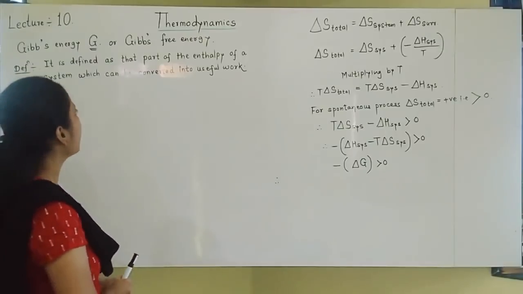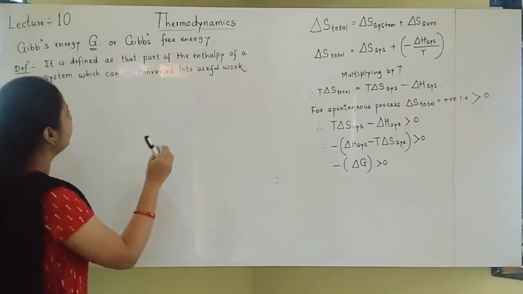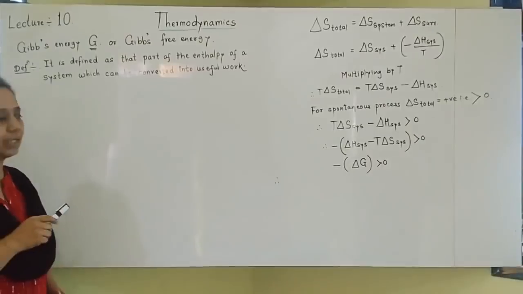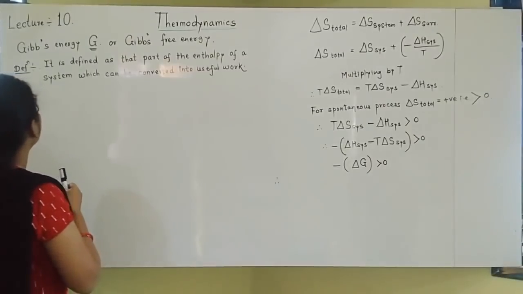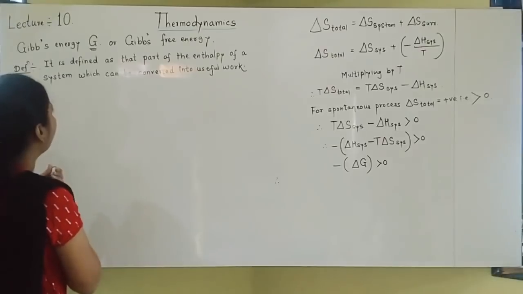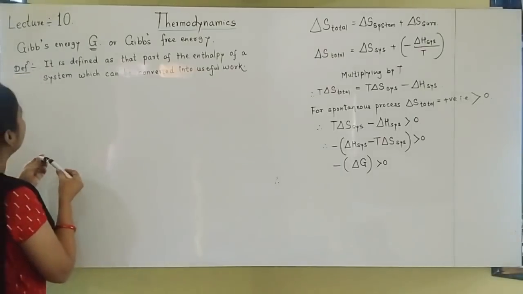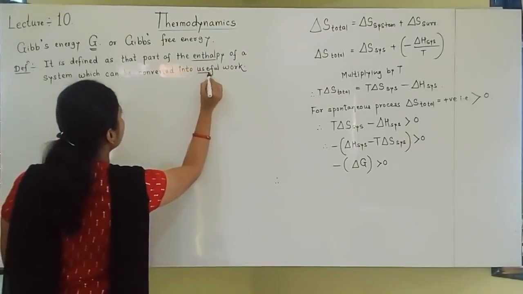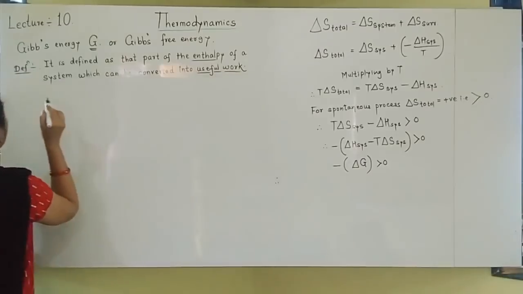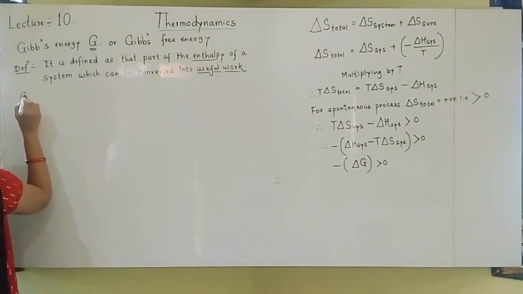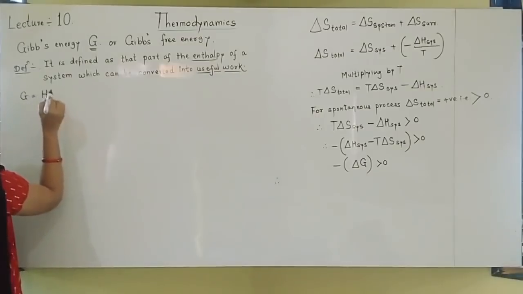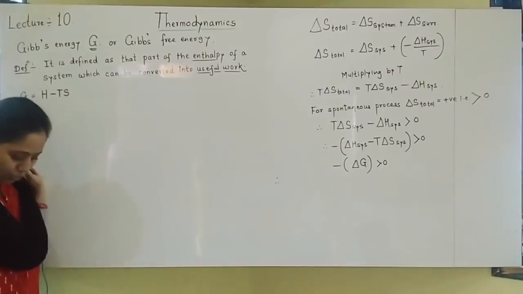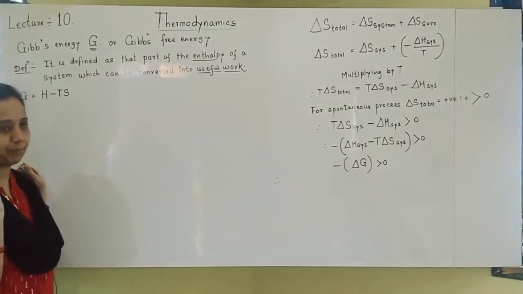So this part of enthalpy is available for performing useful work. Now students, let us write the formula. I hope you understood the meaning of Gibbs energy. It is that part of the enthalpy which can be converted into useful work. The formula I will write: G is equal to H, total enthalpy, minus TS. G is equal to H minus TS.